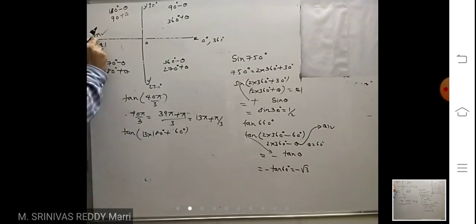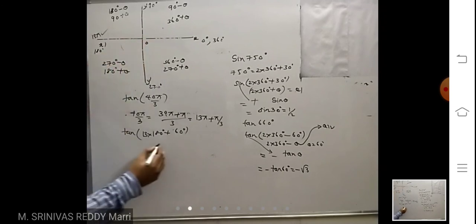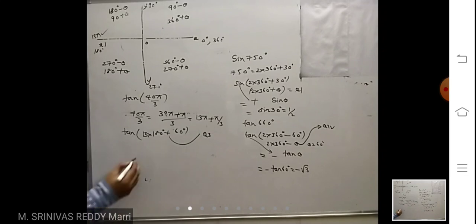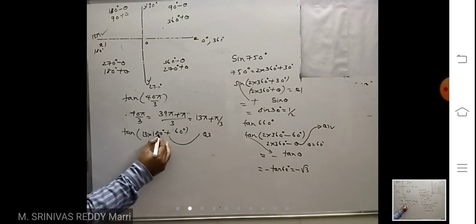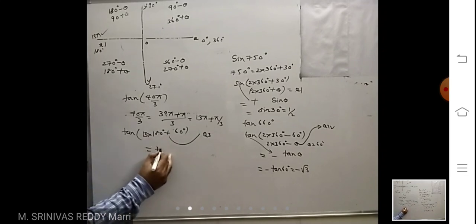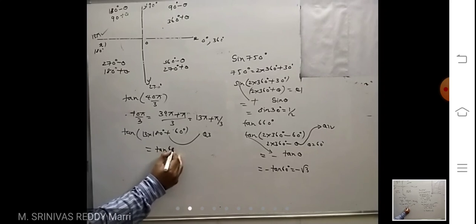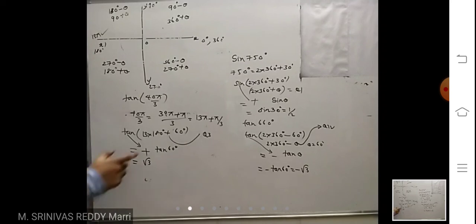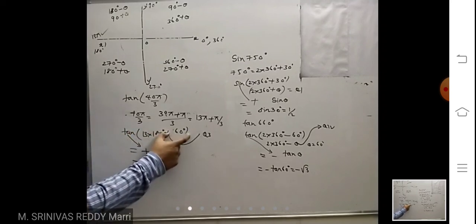13 pi plus some angle. That means it will come in which quadrant? This is in quadrant 3. Tan of multiple of 180, whenever it will come, you write tan theta. In quadrant 3, tan is what? Positive. So its value is what? Root 3. Like that, you just write some multiple of 180 or multiple of 360 plus some angle.